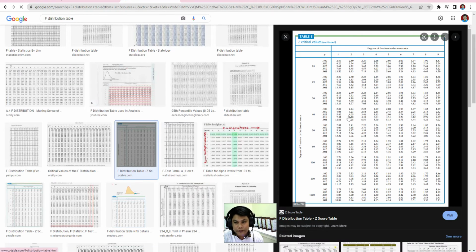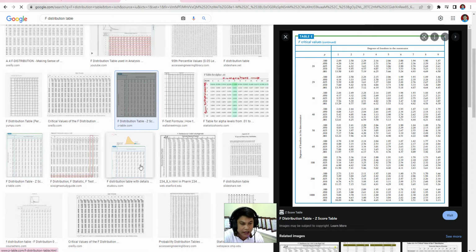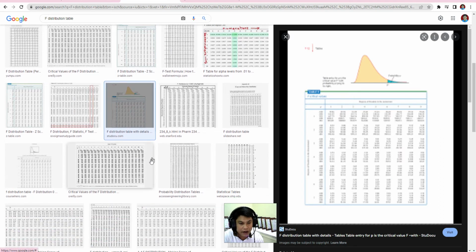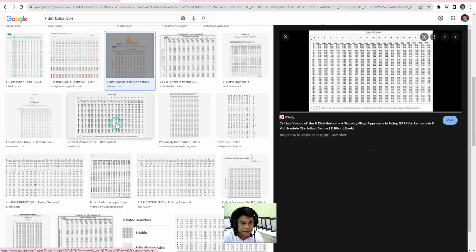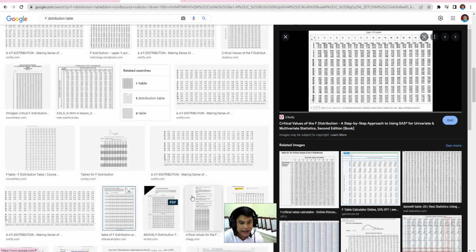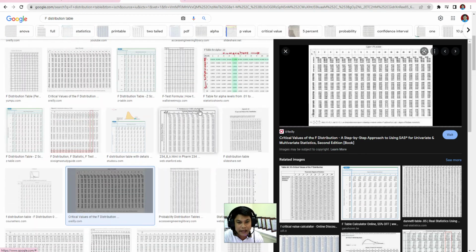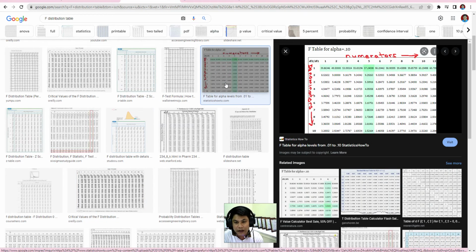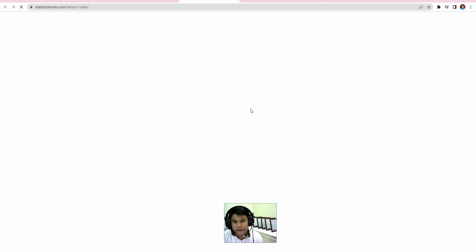Okay. So, as you notice here, there are numbers for degrees of freedom in the numerator, numbers 1 to 9. And then there are also numbers below, which are the degrees of freedom denominator. Or we can look for another simpler table, for as long as you can see the numerator and denominator. The numerator is going horizontal and the denominator is going vertical. So let us try to visit this one.